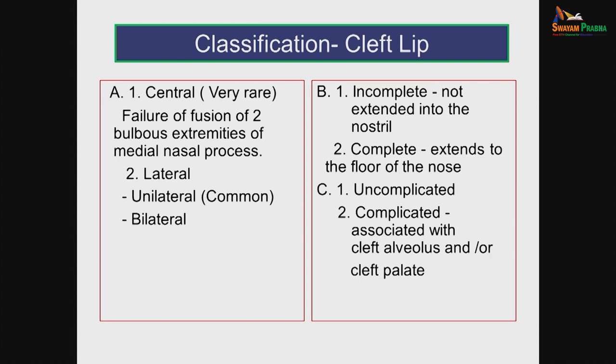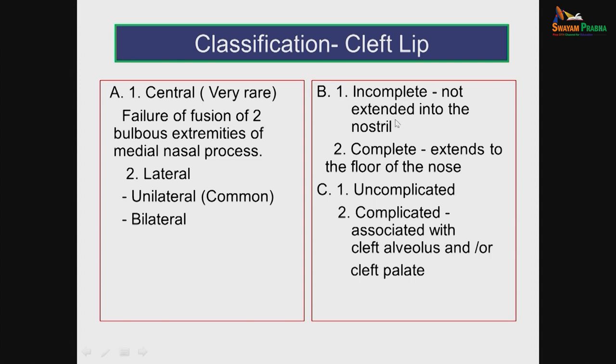So, we'll have a classification for the cleft lip. First classification is central and lateral cleft lip. Central, it is very rare. It is because of failure of fusion of two bulbous extremities of medial nasal process. Lateral cleft lip can be unilateral, which is very common, or it can be bilateral on both sides. This is one classification.